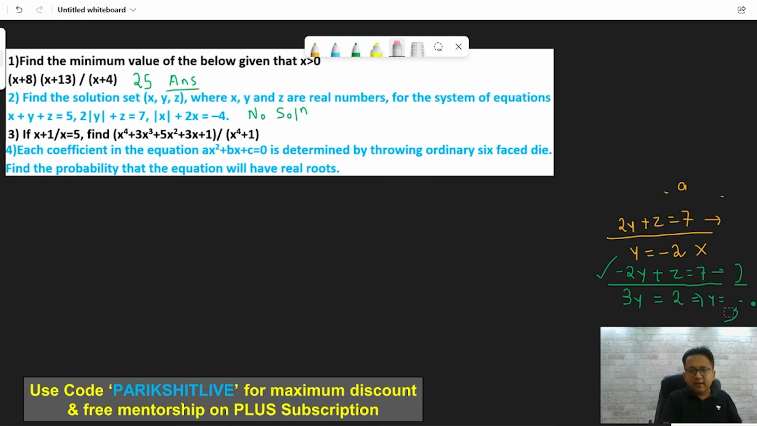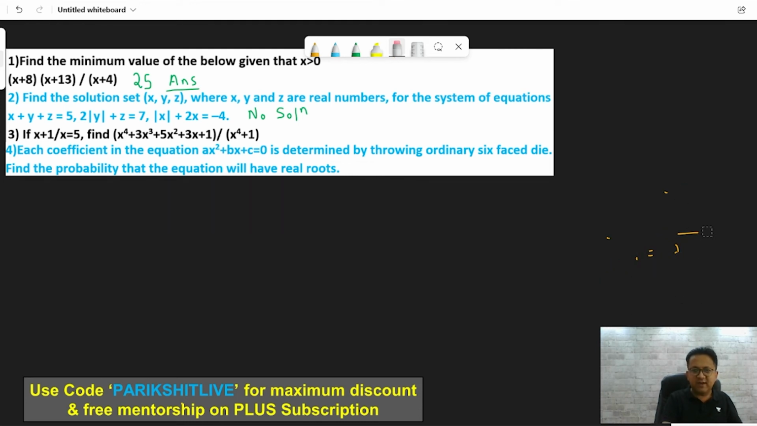Okay. If x plus 1 by x is equal to 5, find the value of the given expression. Number 3. x plus 1 by x is equal to 5. Find the value of the given expression.